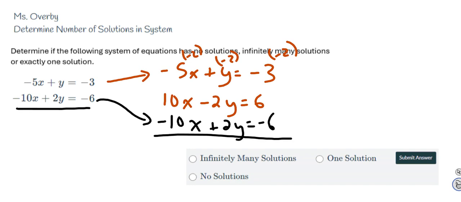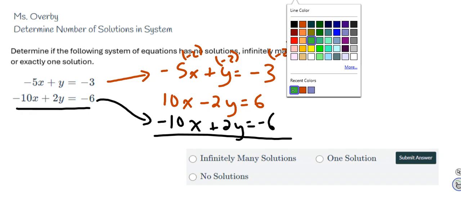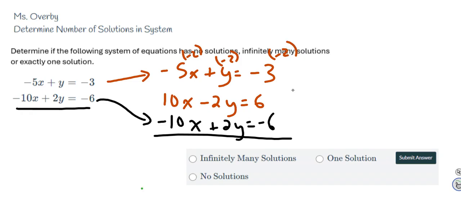When we add 10x minus 10x, that's gone. -2y plus 2y, that's gone. When everything's gone, what's left? Nothing. And the number for nothing is 0. Oh my gosh, look what happens on this side. 6 minus 6, 0. Gone.